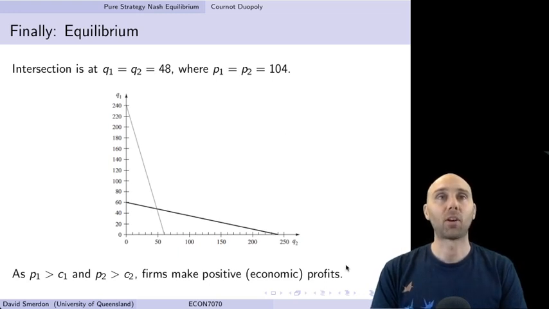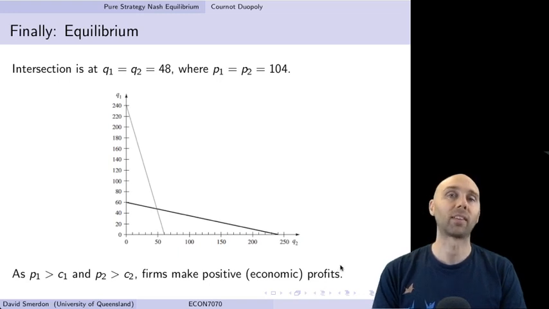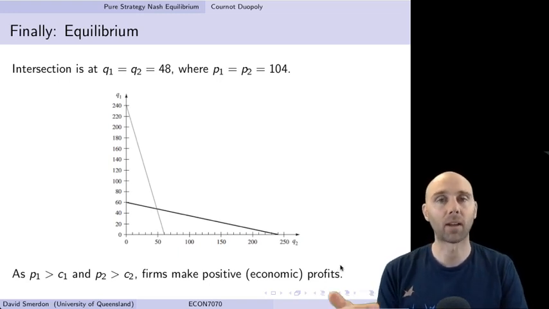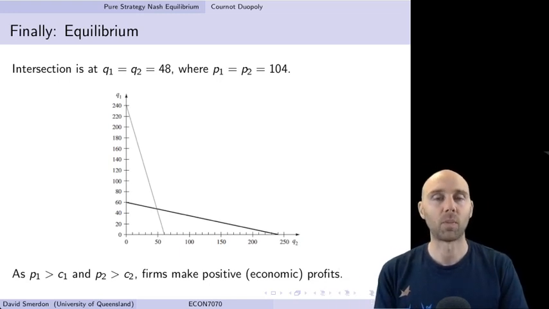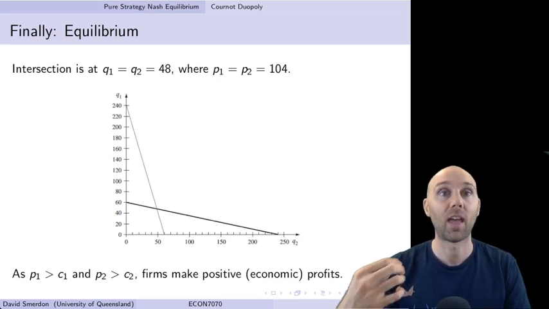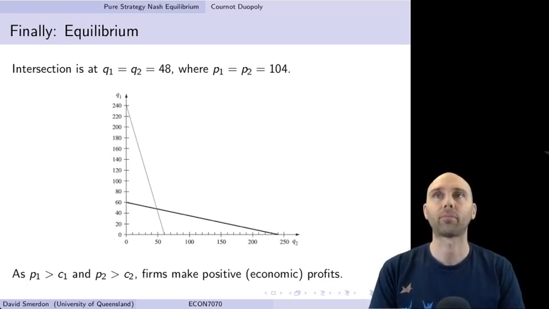These positive economic profits, as I mentioned, are a reflection of the fact that it's not a perfectly competitive market, but each firm has some market power, which means that it's not quite a monopoly, but they're still getting those economic profits. Okay, so that was the first application.